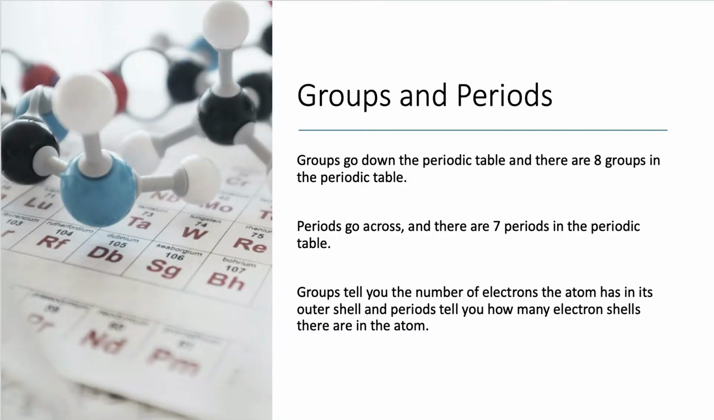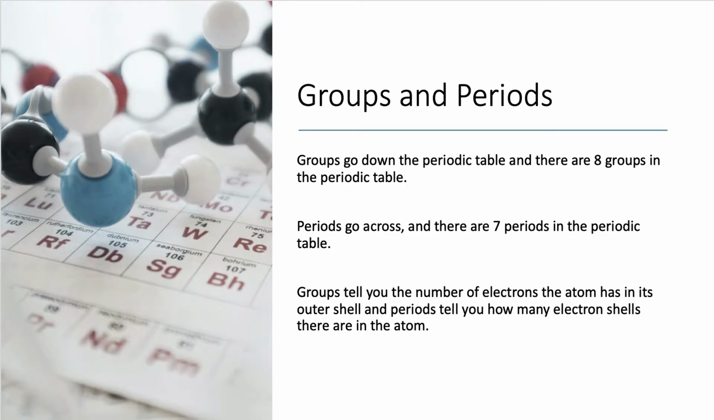So the groups go down the periodic table and there are 8 groups in total. The periods go across and in total there are 7 periods. The groups which go down tell you the number of electrons the atom has in its outer shell, and the periods tell you how many electron shells there are in the atom.